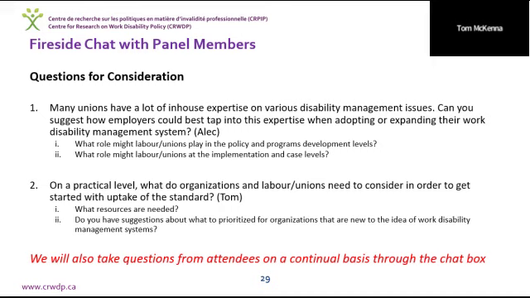In terms of priorities, as mentioned before, needs assessment. What is happening in the workplace? What are the drivers of disability in the workplace? Who is being disabled? What is the duration? Are they intermittent? What groups, what demographics are being affected?